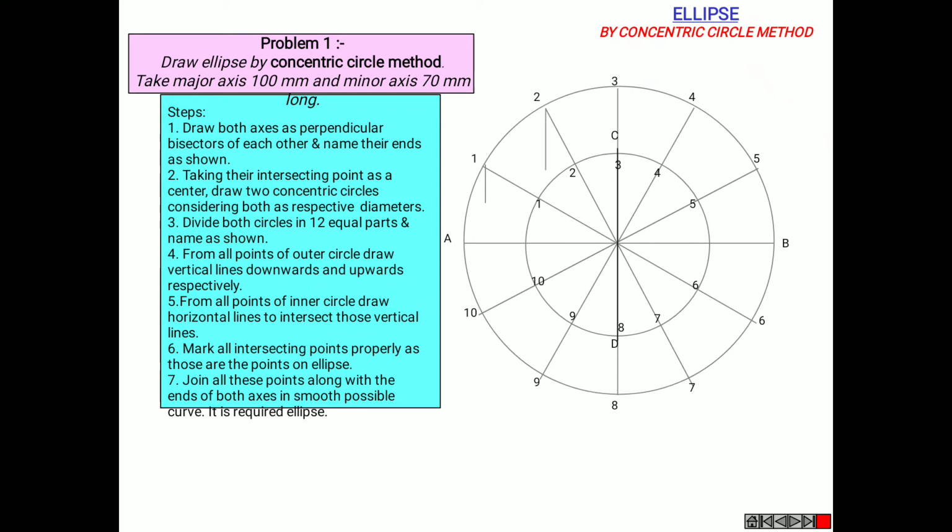See, already it is a straight vertical line, and from all the points 10, 9, 8, 7, 6. Okay, now again from the inner circle you draw a horizontal line in order to intersect those lines. Now mark all those points.